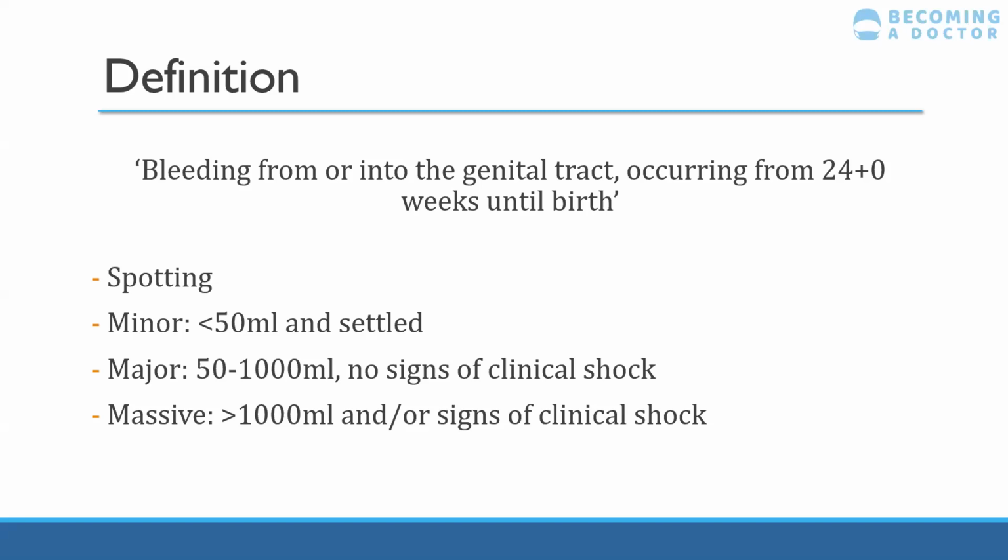It's important because it complicates about 3 to 5% of pregnancies, and worldwide it's the leading cause of perinatal and maternal morbidity, so it's really important we understand it. In the UK, it's a less common cause of death, but it's still in the top 5 causes of death related to pregnancy.